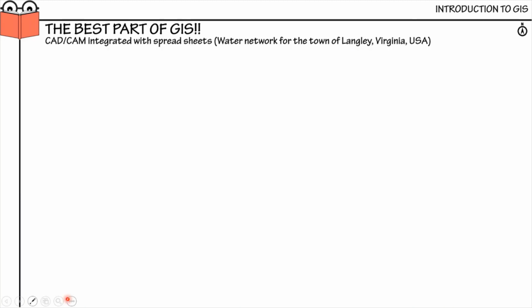So the best part now, until now, what you saw, the best part of GIS is CAD CAM integration along with spreadsheet.